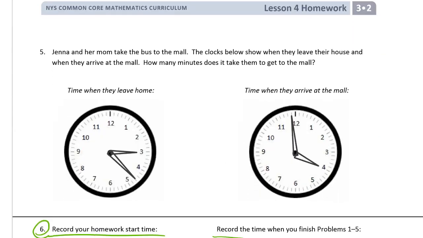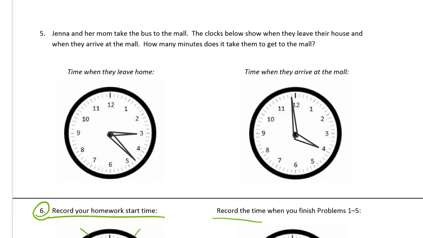Jenna and her mom take the bus to the mall. The clocks below show when they leave their house and when they arrive at the mall. How many minutes does it take them to get to the mall? So this is when they leave. This is when they get there. We have to figure out how long it is in between those two times.